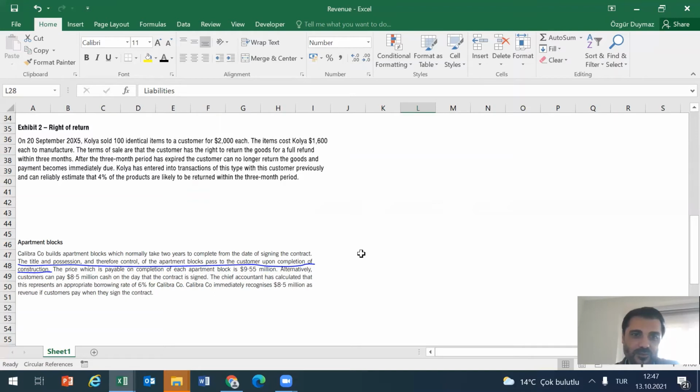The terms of sale are that the customer has the right to return the goods for a full refund within 3 months. After the 3-month period has expired, the customer can no longer return the goods and payment becomes immediately due. Collier has entered into transactions of this type with customers previously and can reliably estimate that 4% of the products are likely to be returned within the 3-month period.